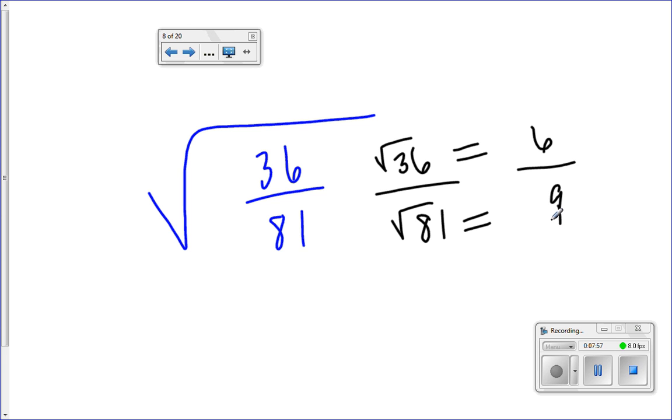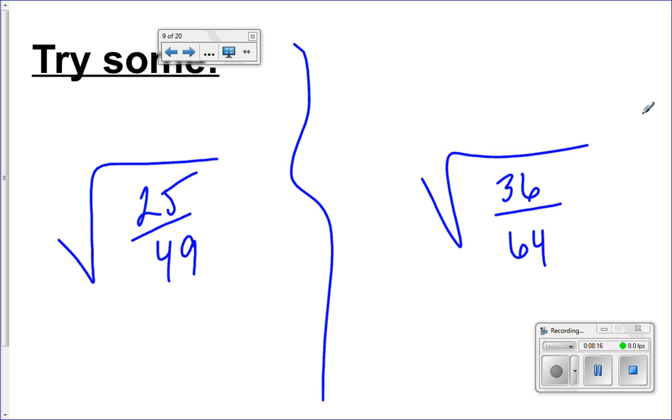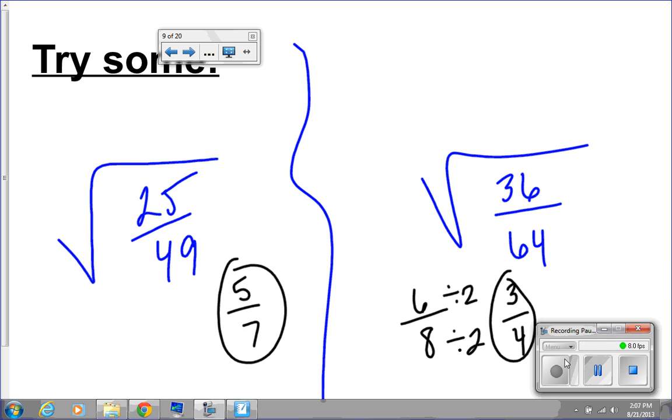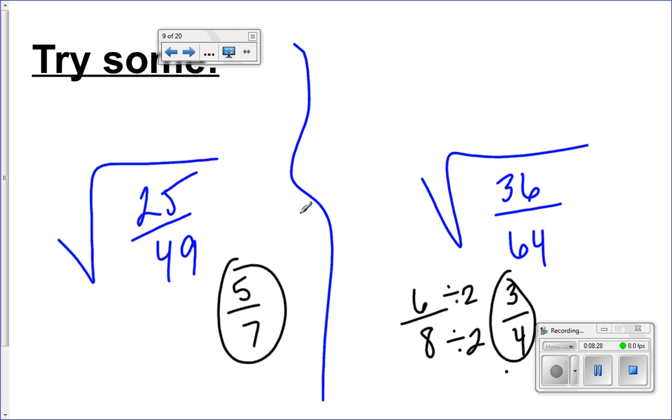Is this in simplest form? No, because I can divide the top and bottom by 3 to get 2/3. It isn't wrong if you have 6/9, but you always want to make sure you simplify your answer. Go ahead and try these two on your own. So you should have gotten 5/7 and 3/4.